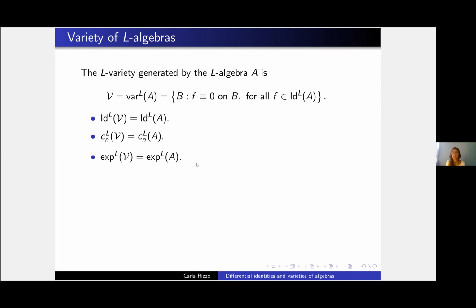So since the variety is completely determined by the TL ideal of A, we call this TL ideal the TL ideal of the variety. And then we can define the differential codimension of the variety to be the differential codimension of the generating algebra. And so we can talk about the growth of a variety, and the growth of a variety is the growth of its differential codimension sequence.